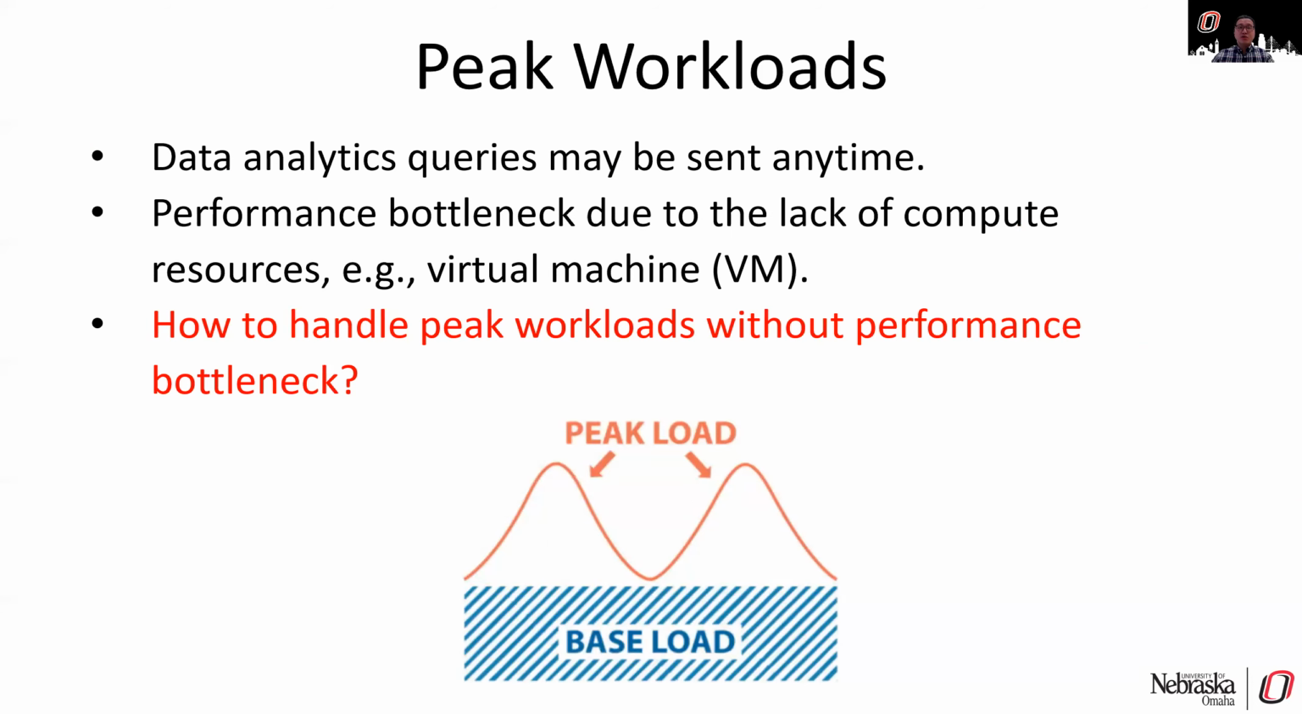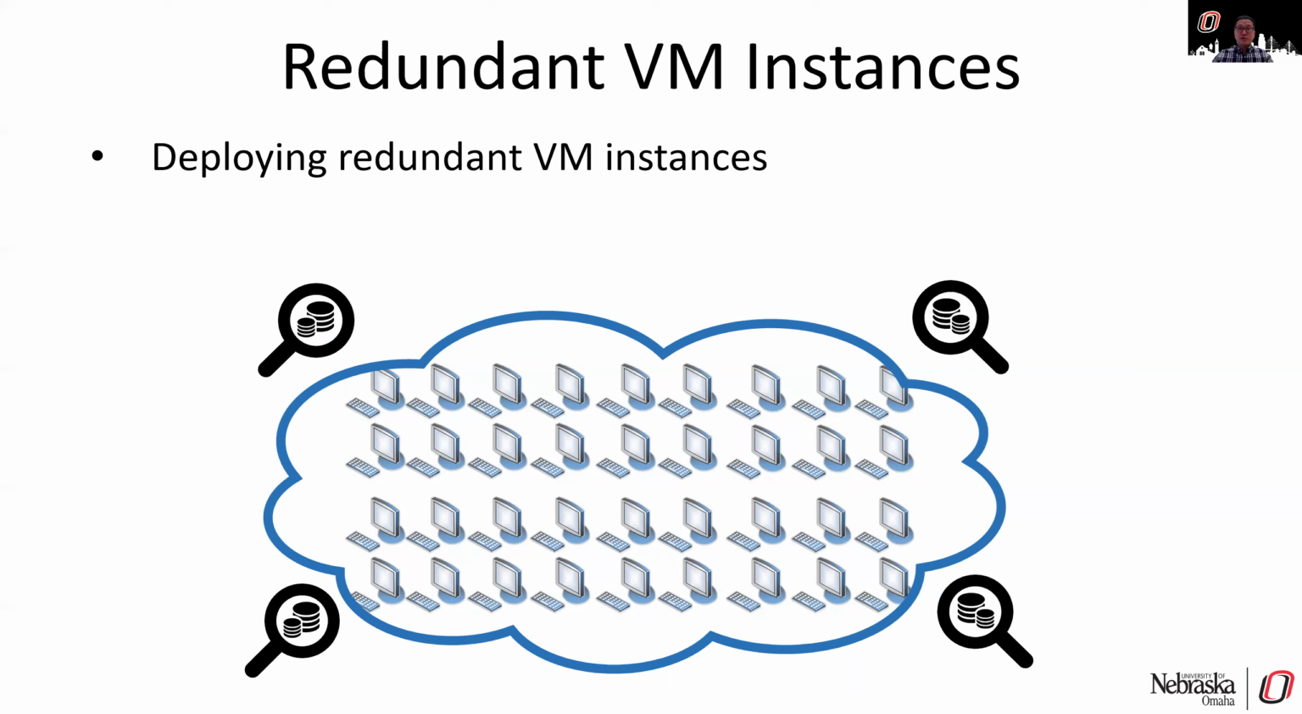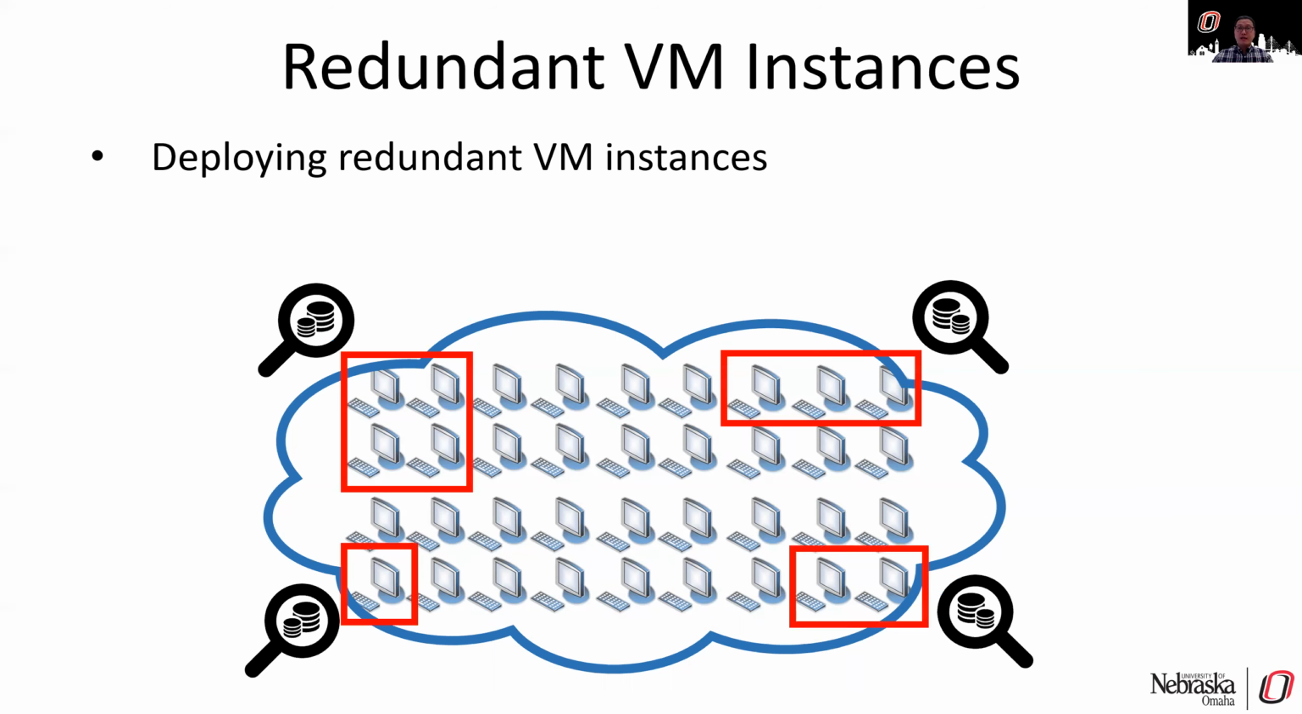Since these data analytic queries may be sent at any time, this may incur some peak workload. If they do not have enough compute resources to handle this workload, then they may encounter a performance bottleneck. The question is how to handle peak workload without a performance bottleneck. One of the easiest approaches would be deploying redundant virtual machine instances. By having this redundant computation resource, any queries sent at any time can be processed using these redundant computation resources.